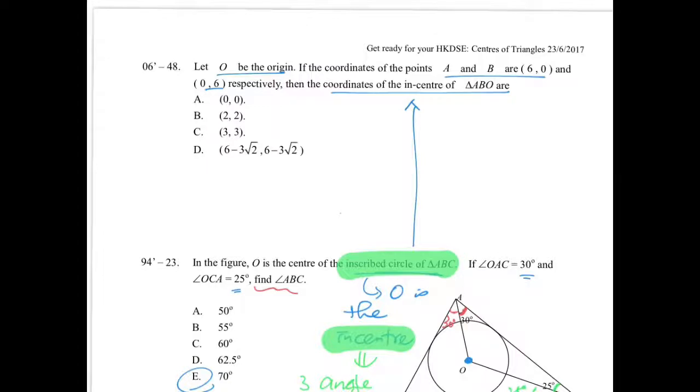the question. So you have A is (6, 0), B will be (0, 6), and you have the origin, and of course you have to join the line, the points A, B, which makes up the triangle. Okay, so now you may start considering how I can find the incenter.